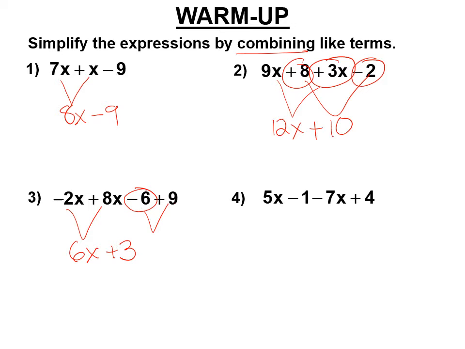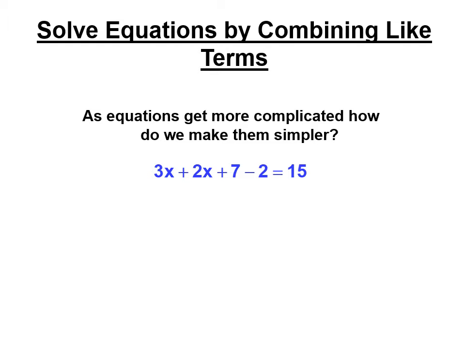Right? You combine the ones with the exact same letters, or no letter at all. 5x minus 7x, negative 2x, right? Because 5 minus 7 is negative 2. Negative 1 plus 4 is positive 3, negative 2x plus 3. All right, so now that's not an expression. In the warm-up, those were expressions. There was no equal sign. Now this is an equation, right?